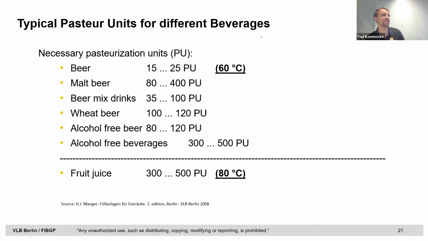And as you see, I was wrong. Those 500 pasteurization units are for alcohol-free beverages. Wheat beer is between 100 and 120. So sorry for that mistake. I didn't have this in my head.